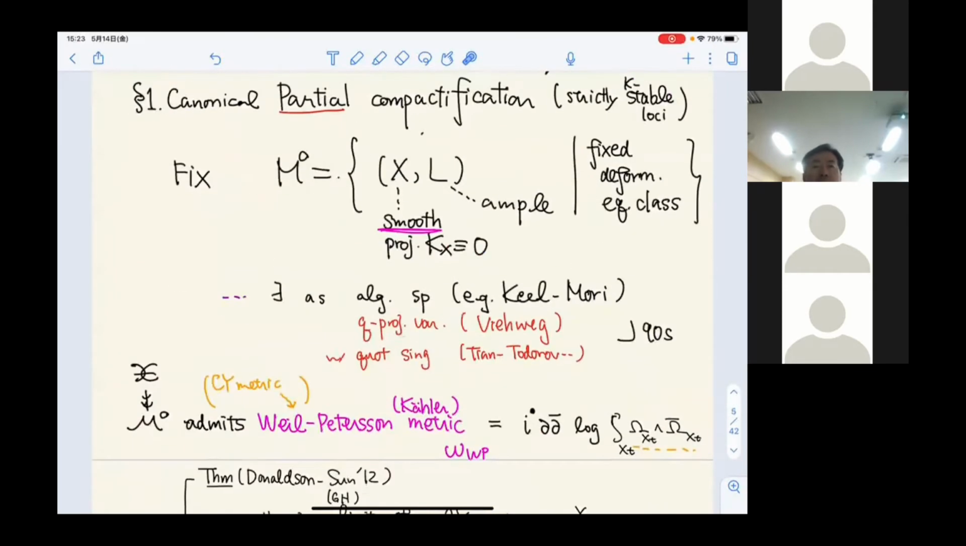Yeah. So if you consider such a strictly stable version, so those with only finite automorphism, then in the Calabi-Yau case, we still have a partial compactification which is canonical. So let me first observe this. First we fix a setup. We consider some moduli of polarized Calabi-Yau varieties, K-trivial varieties, say like K3, a projective K3.